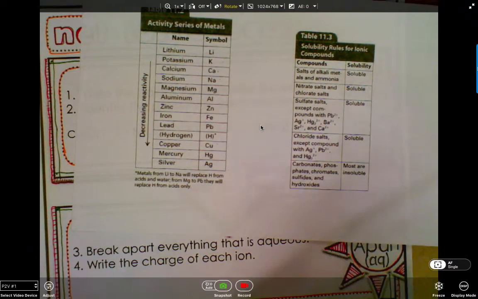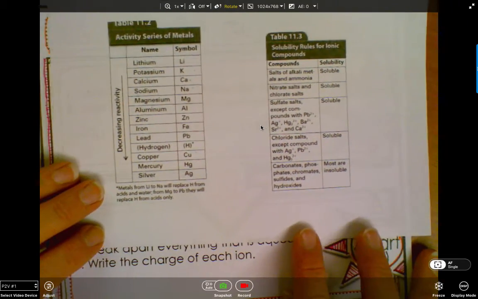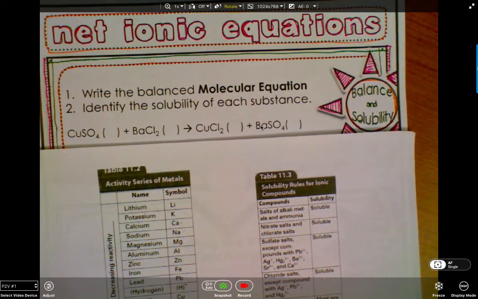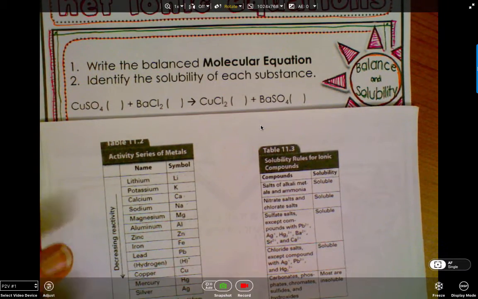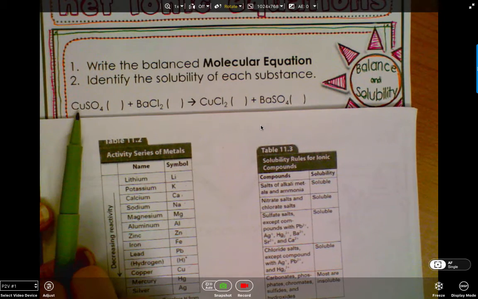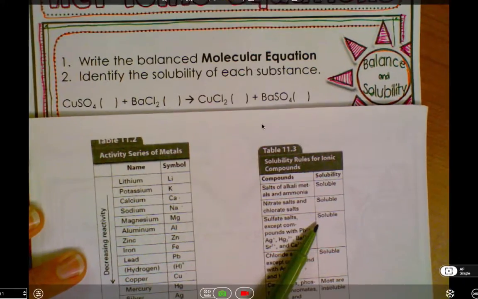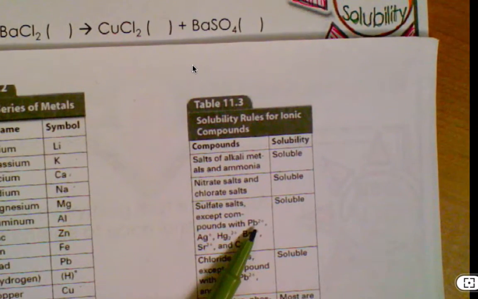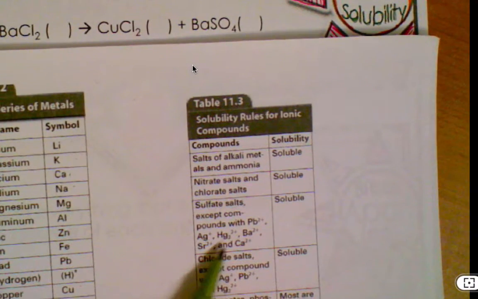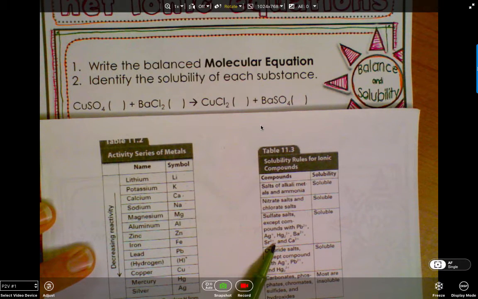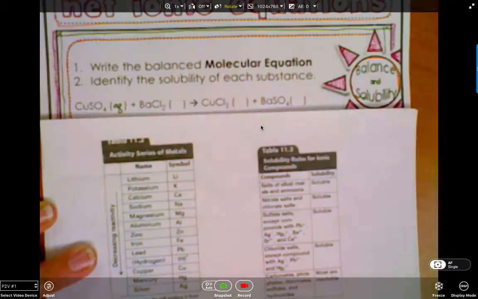So I'll need to look on my periodic table on the back side and find the solubility rules here. So first, let's see, I have a sulfate salt. I don't have a copper rule, but I have a rule about sulfate. Sulfate salts are soluble unless they're with these 6 ions: lead, silver, mercury, barium, strontium, and calcium. And since copper is not one of these exceptions, then I can write AQ here because copper sulfate does indeed dissolve.